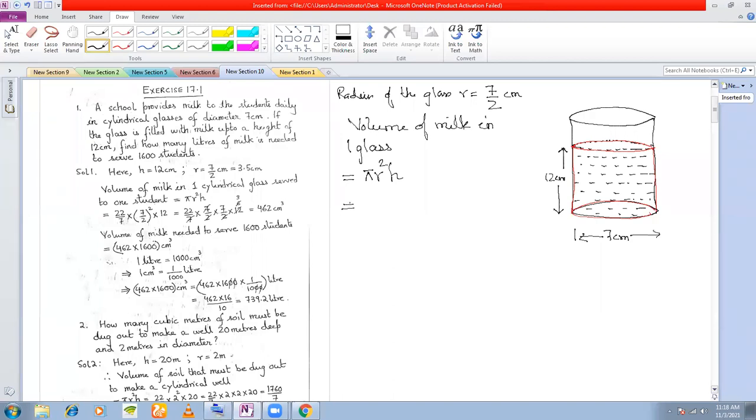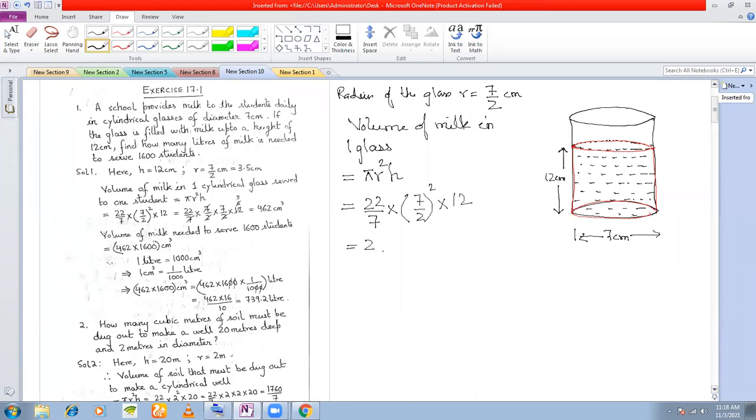Which is equal to, put the value of pi as 22 by 7. If nothing is given, you will put the value of pi as 22 by 7 into R square. Radius here is 7 by 2 into height here is 12, right? So this is the volume of milk in one glass.